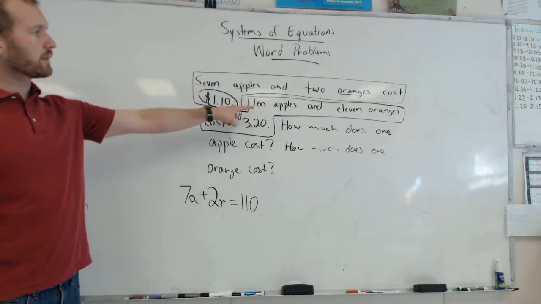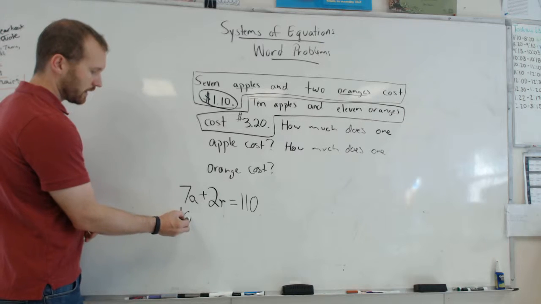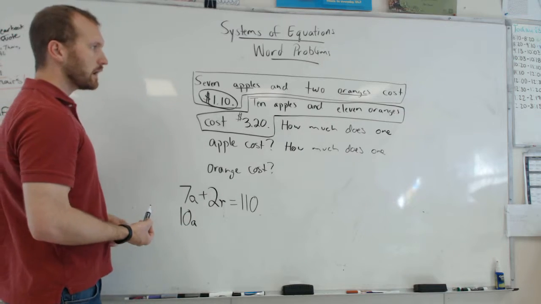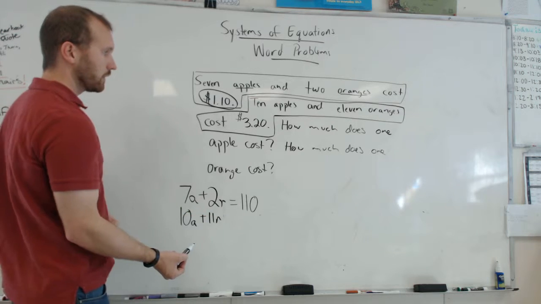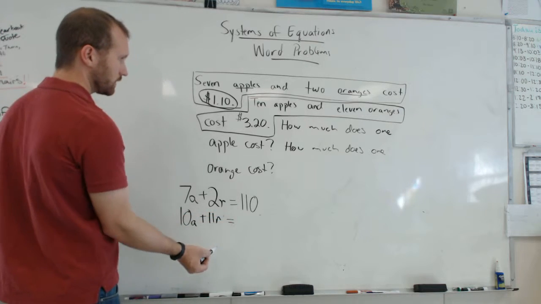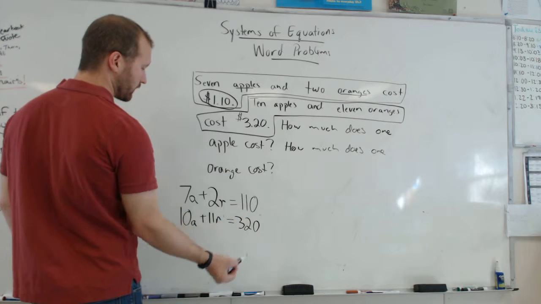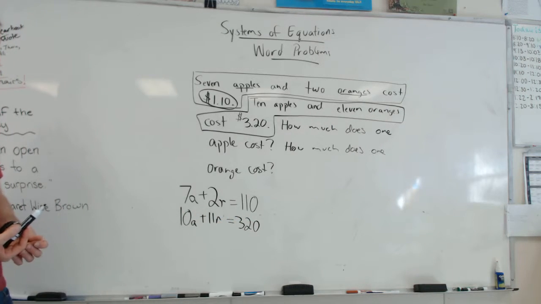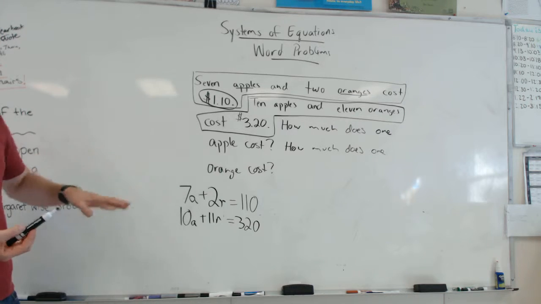Okay, now let's see if we can write the second sentence. 10 apples, what do I write? 10a. And 11 oranges. 11R. Cost equals $3.20 or 320 cents. Okay. So now we have a system of equations.